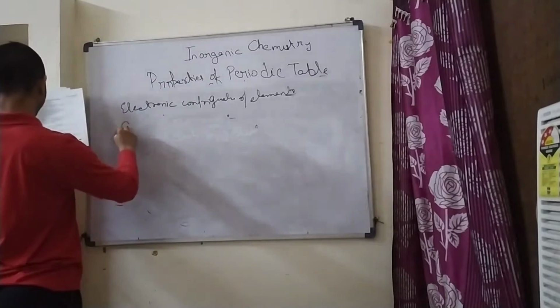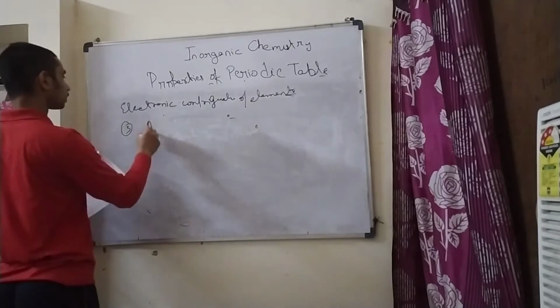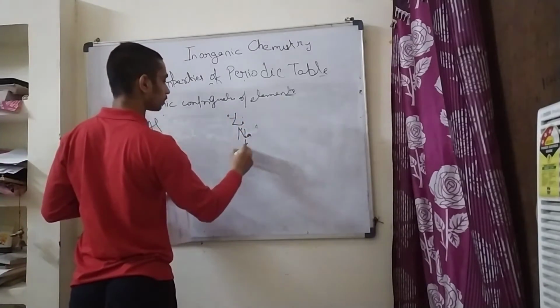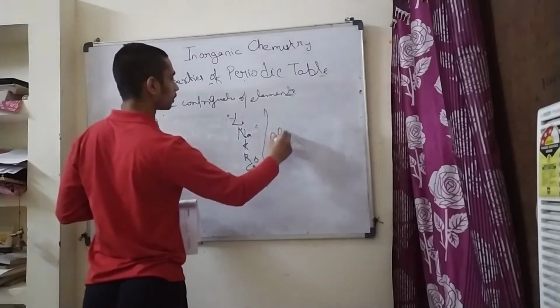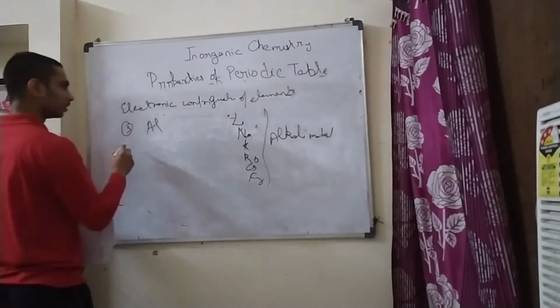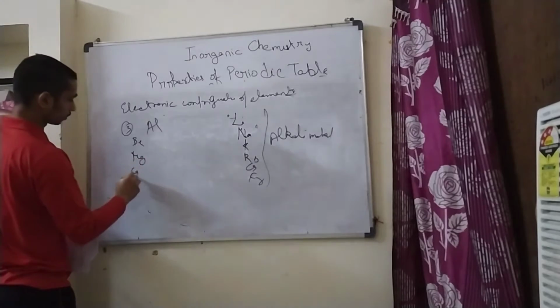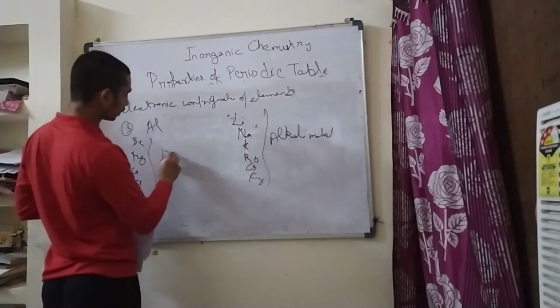First group elements are also known as alkali metals, like lithium. These are alkali metals, and these are alkaline earth metals.